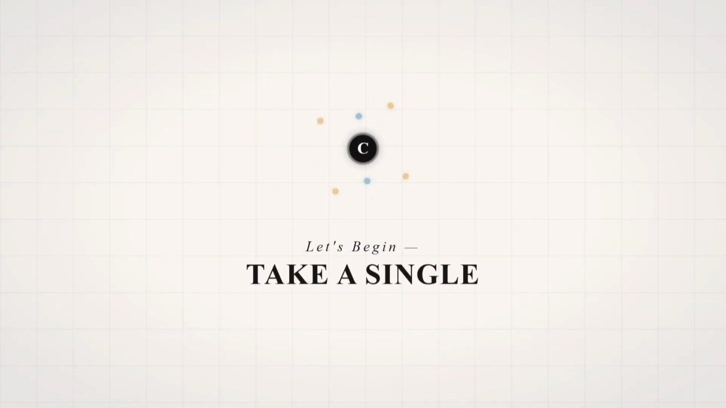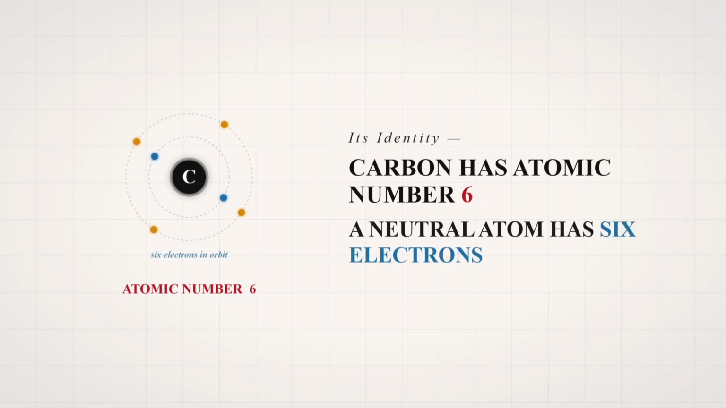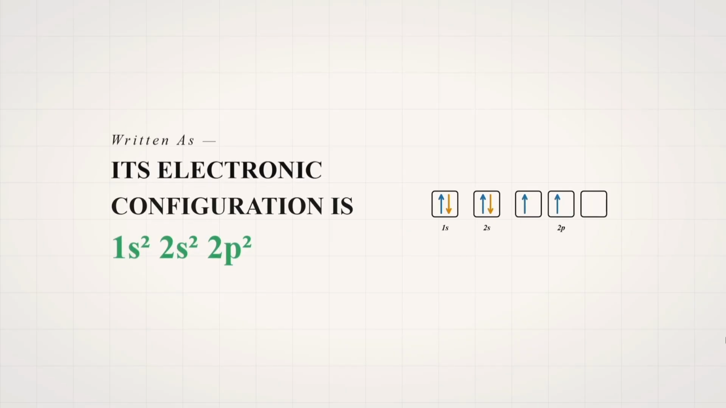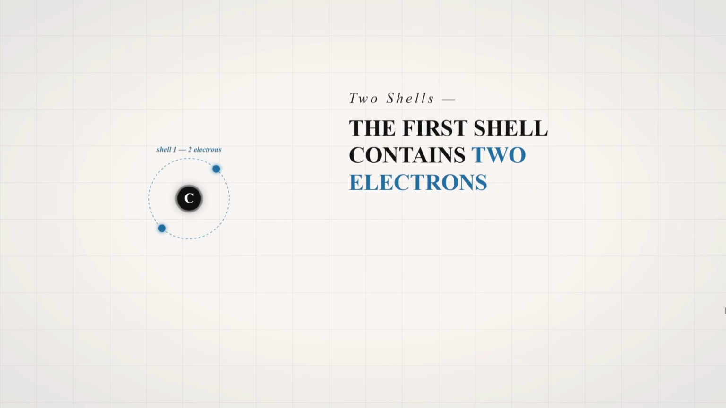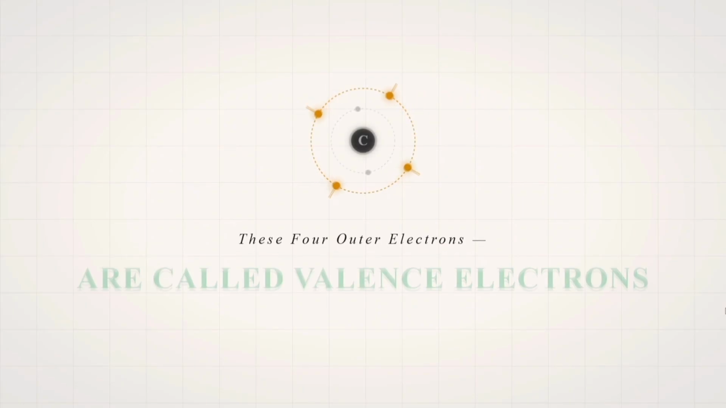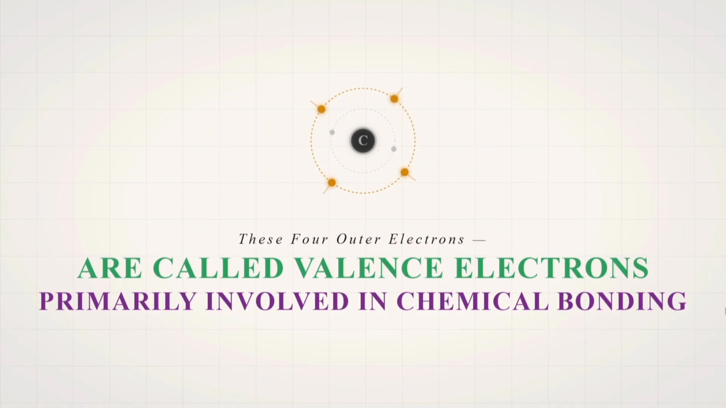Take a single carbon atom. Carbon has atomic number 6, so a neutral carbon atom has 6 electrons. Its electronic configuration is 1s2, 2s2, 2p2. The first shell contains 2 electrons, and the second shell, the valence shell, contains 4 electrons. These 4 outer electrons are called valence electrons, and these are the electrons that are primarily involved in chemical bonding.